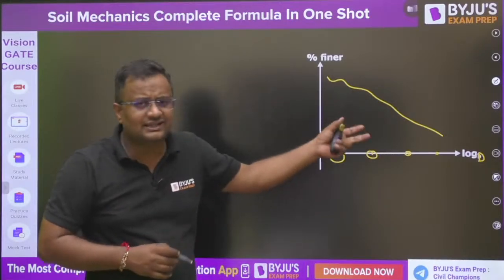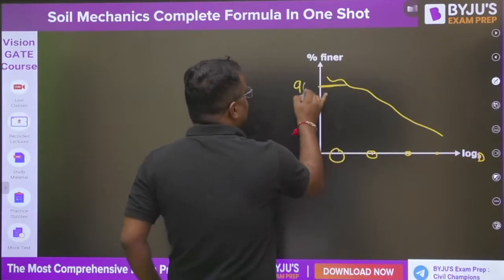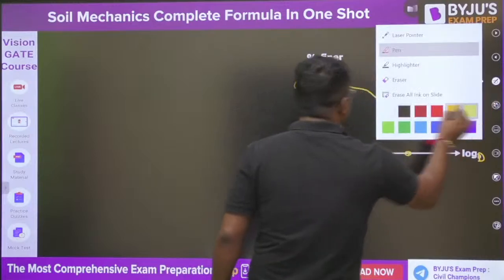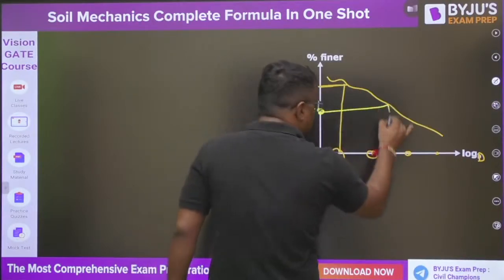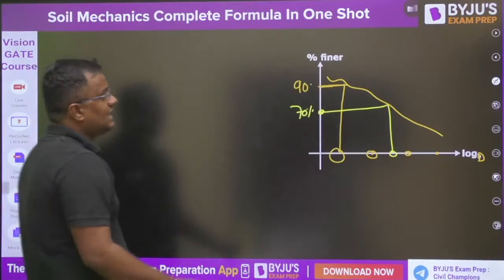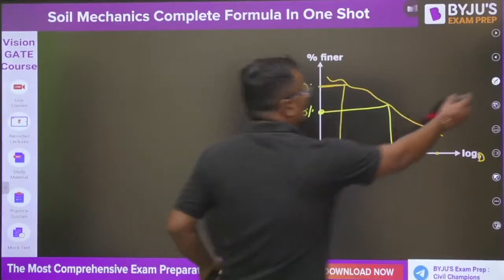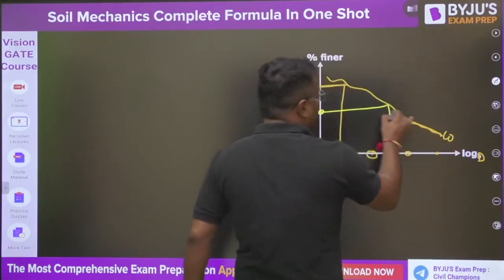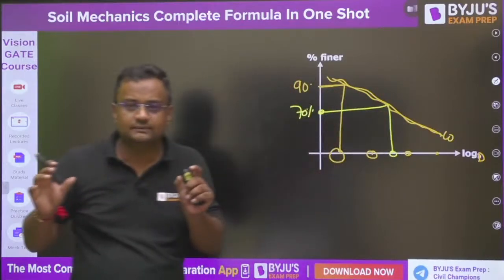And this will be always a decreasing graph because 90% particles are finer than a bigger diameter. Okay. And 70% particles are finer than a comparatively smaller diameter. If the graph is like this, that means all particles are coming, it is well graded. The flatter the curve, that means a huge range of diameter is present.